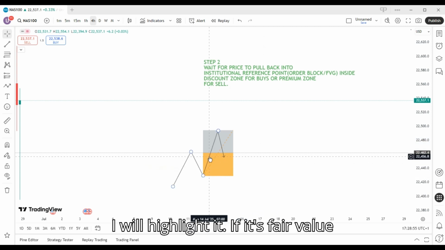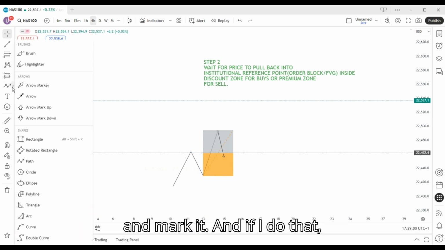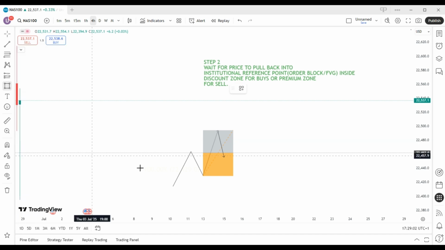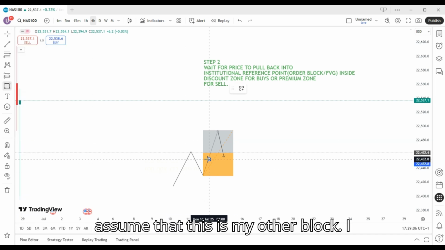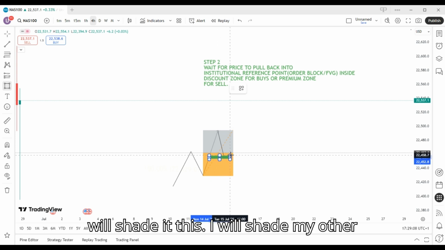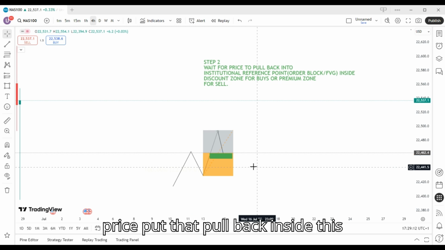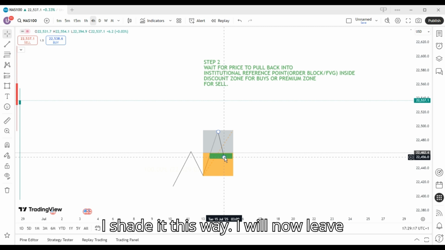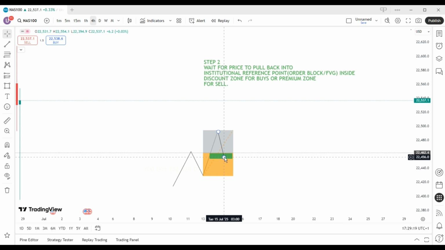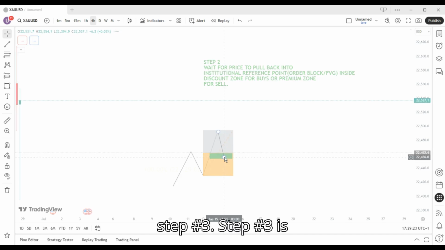If price pulls back into this zone, I will highlight that order block that price pulled back to. If it's an order block, I will highlight it. If it's a fair value gap, I will highlight it. I will shade it and mark it. And if I do that, I will prepare to take step number 3. Let's assume that this is my order block. I will shade my order block this way. Immediately I shade it this way, I will now leave the 4-hour time frame and move down to step number 3.